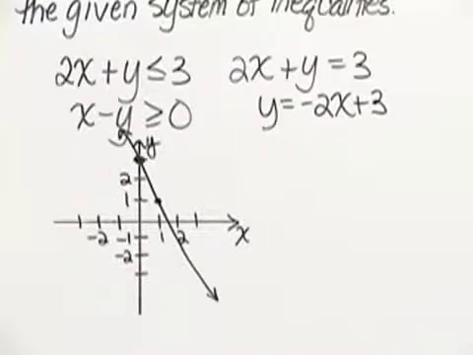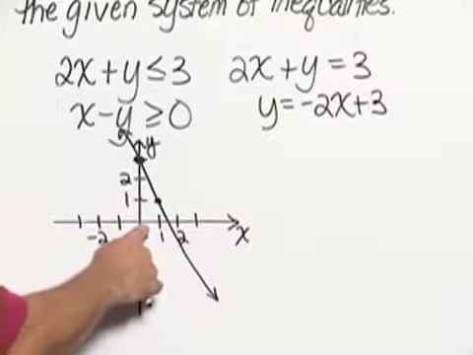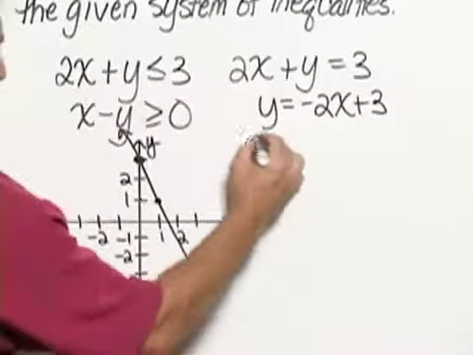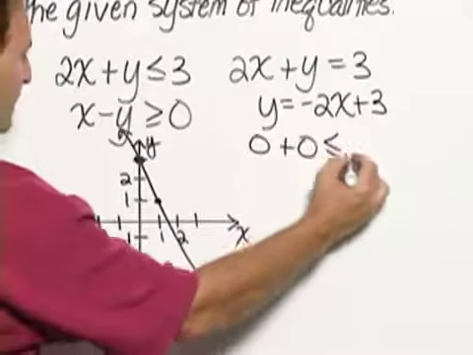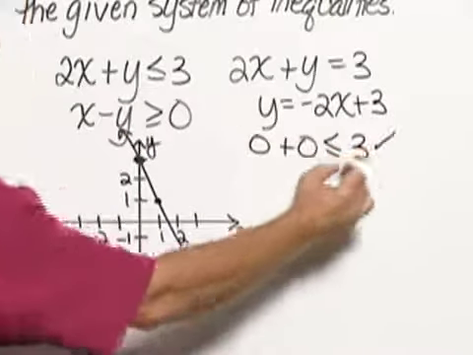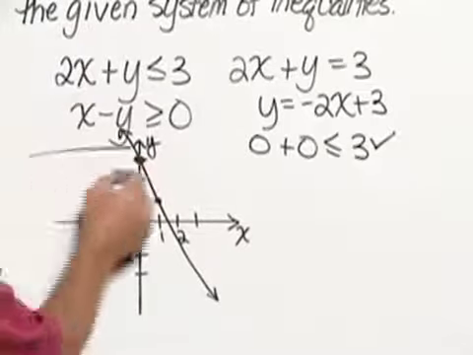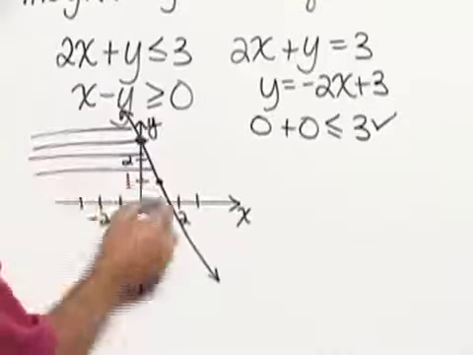In terms of which side is the side to shade in, well, we could do a test point of (0, 0). If we take the test point (0, 0) and we substitute it in here, we would get 0 plus 0. Is that less than or equal to 3? And it checks. So therefore, we will shade in that half plane. So let me shade it in with horizontal lines.